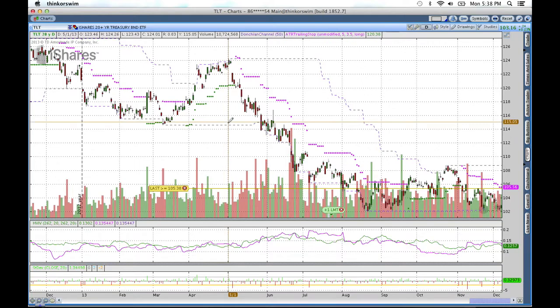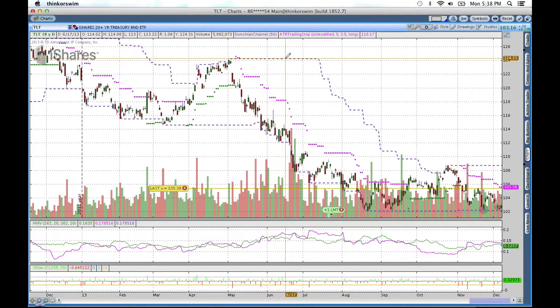But what we're looking at here, this dotted line, this is a Donchian channel. The way a Donchian channel works is it just plots the 50-day price high and the 50-day price low, in the case of a 50-day channel. And that's what I'm using, and that's what I'm talking about. So when you see this line, we're looking at the 50-day price high, and when you look at this line, we're looking at the 50-day price low.